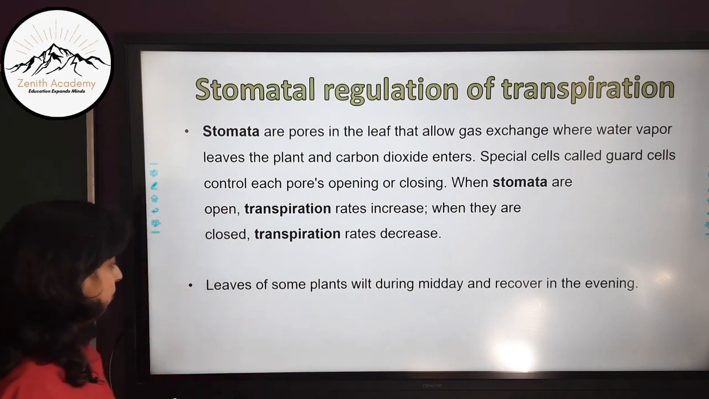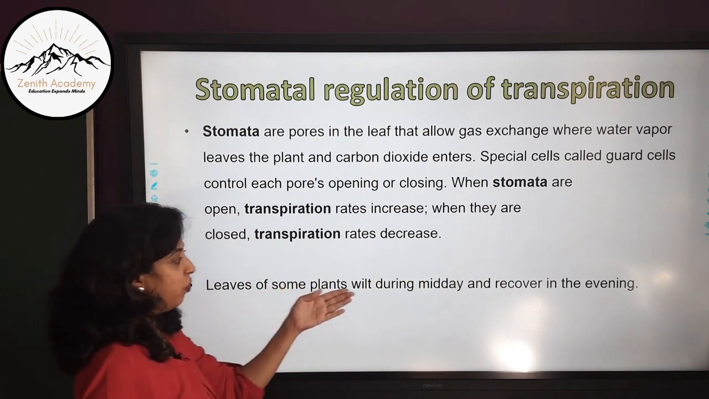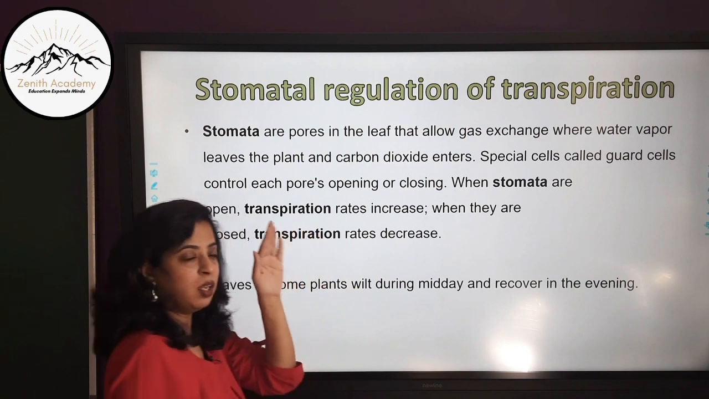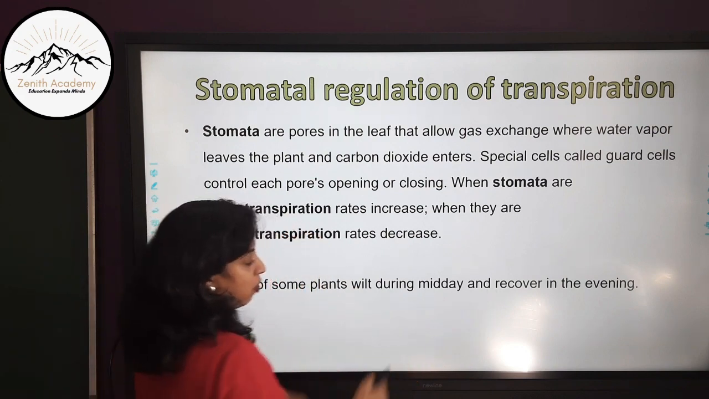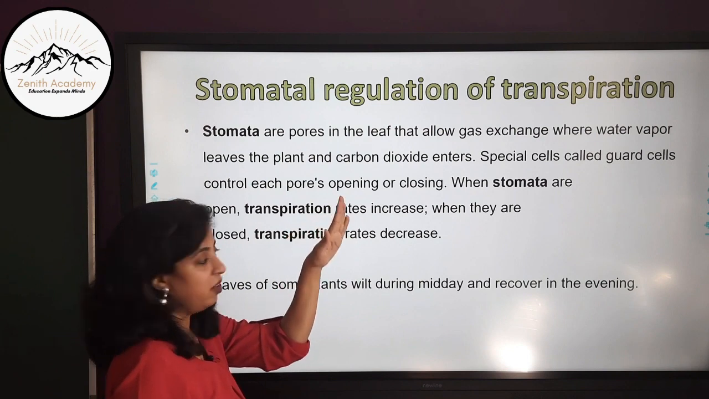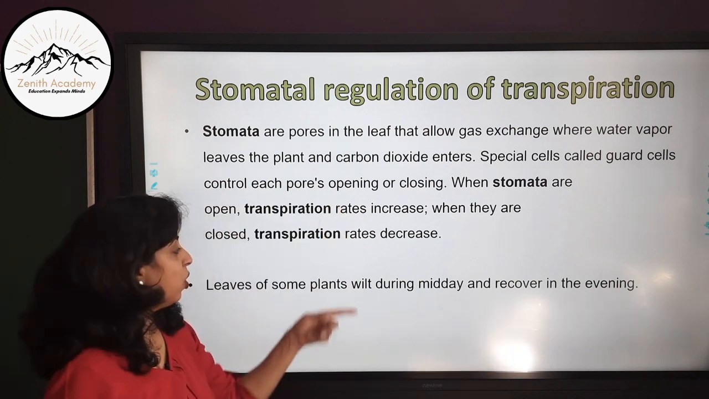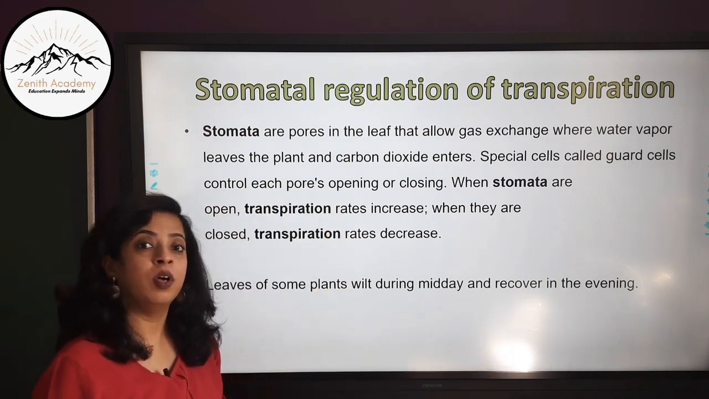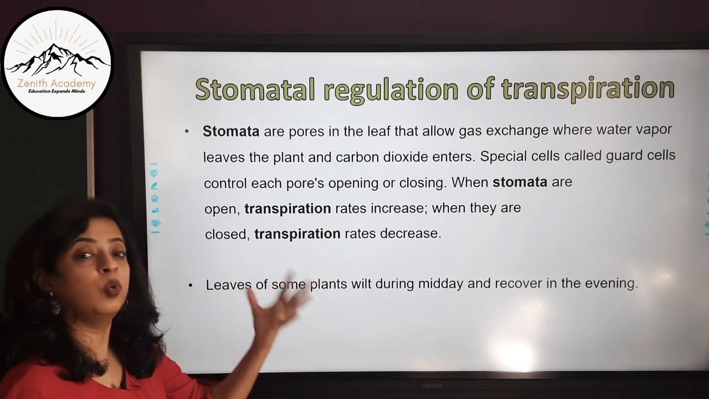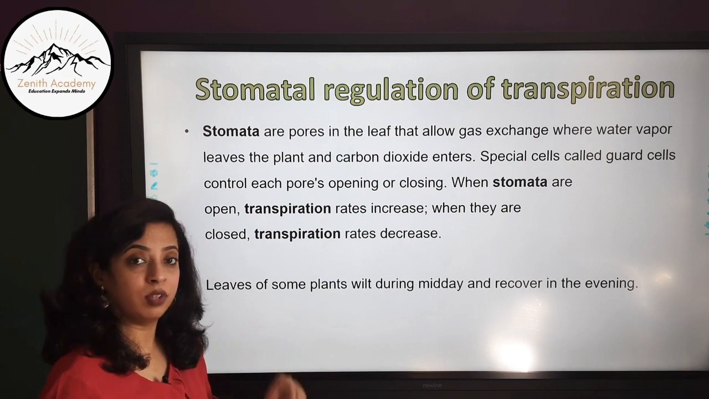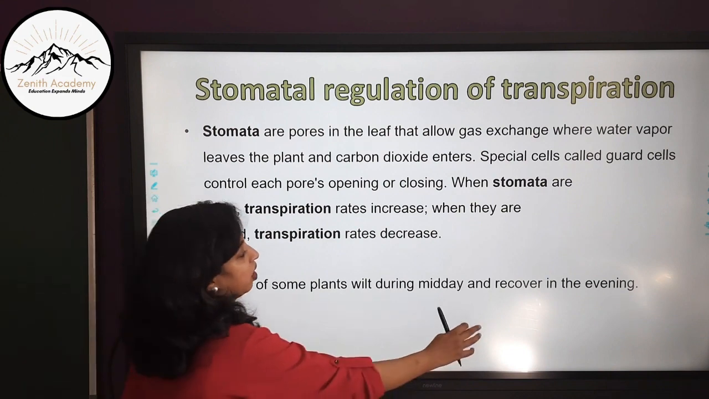We all know that. Now, leaves of some plants wilt during midday. They become like this, they wilt during midday and recover. So in the midday they wilt and again recover in the evening. Why? Because in midday the sunlight is there and transpiration is more. So to avoid the transpiration they wilt down, the guard cells close, and then they recover in the evening again.